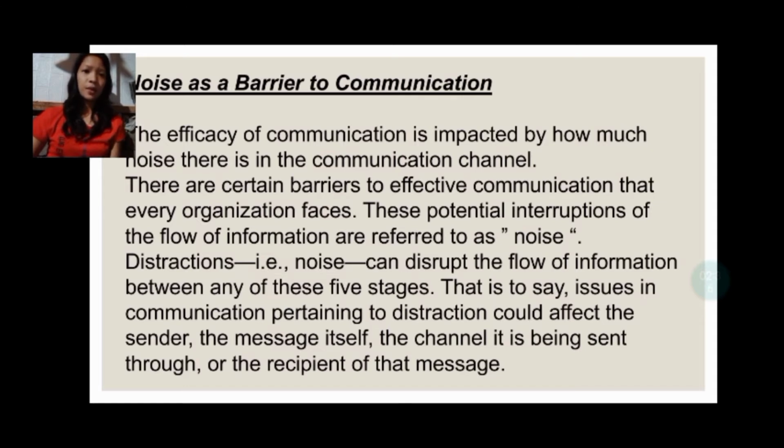Noise as a barrier to communication. The efficacy of communication is impacted by how much noise there is in the communication channel. There are certain barriers to effective communication that every organization faces. These potential interruptions of the flow of information are referred to as noise. Distraction, or noise, can disrupt the flow of information between any of these five stages. This is to say, issues in communication pertaining to distraction could affect the sender, the message itself, the channel it is being sent through, or the recipient of that message.